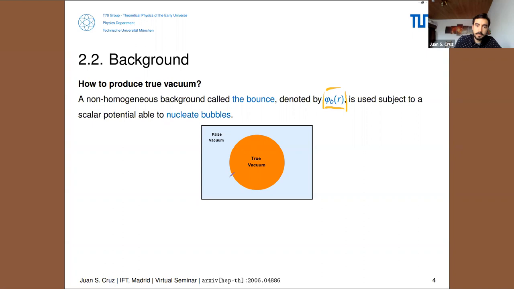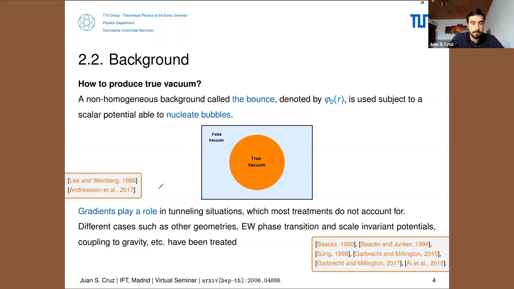Now, this of course looks like a bubble, and the chances that this happens in some volume is what we refer to as the nucleation of bubbles. Additionally, there have been arguments in these papers about the importance of the gradients. Namely, the argument is that gradients might be as important as one loop contributions. So if one were to care about loops, then we should also probably include gradients. And this is something that we want to check.